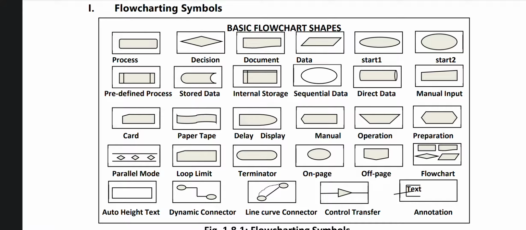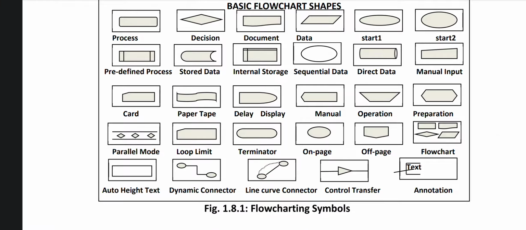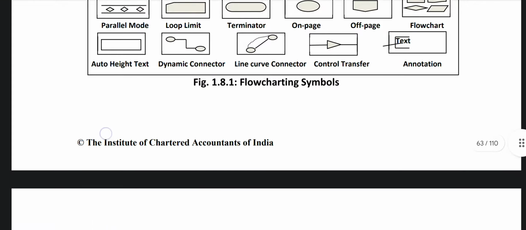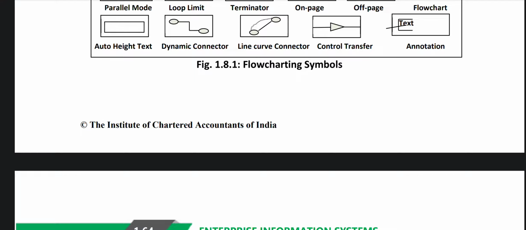Flowcharting symbols: process, decision, document, data, start 1, start 2, predefined process, stored data, internal storage, sequential data, direct data, manual input, card, paper tape, relay, delay and display, manual operation, preparation, parallel mode, loop limit, terminator, one page, off page, flowchart, auto height, text, dynamic connector, line curve connector, control transfer, annotation.